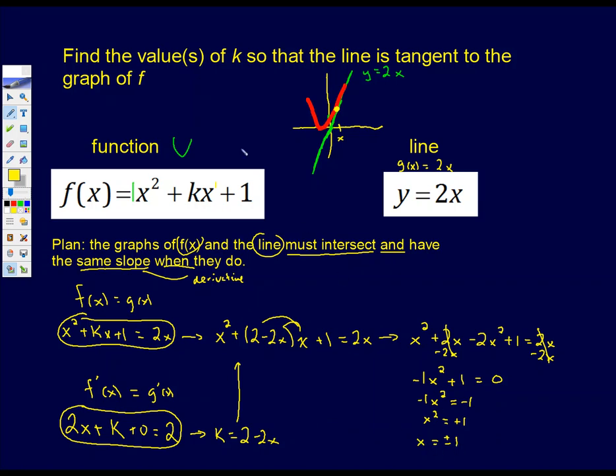Now, we were asked to find the value of k, so we're not quite done. This is going to tell us there are two answers, but to get the actual value of k, remember that over here k was equal to 2 minus 2x. So the first value of k, I'm going to call that k1, is 2 minus 2 times positive 1, which would be 0. So the first value of k is 0. The second value of k is going to be 2 minus 2 times negative 1, which ends up being positive 4. The second value of k is 4. So k is either 0 or k equals 4.